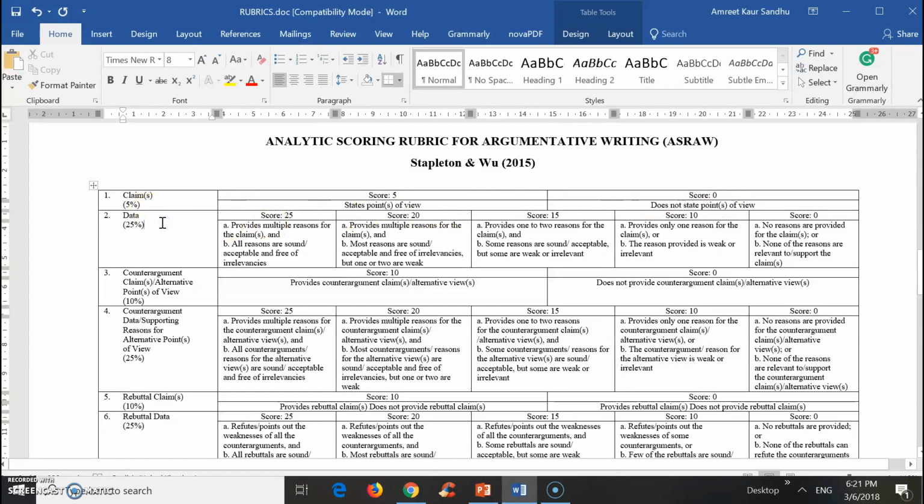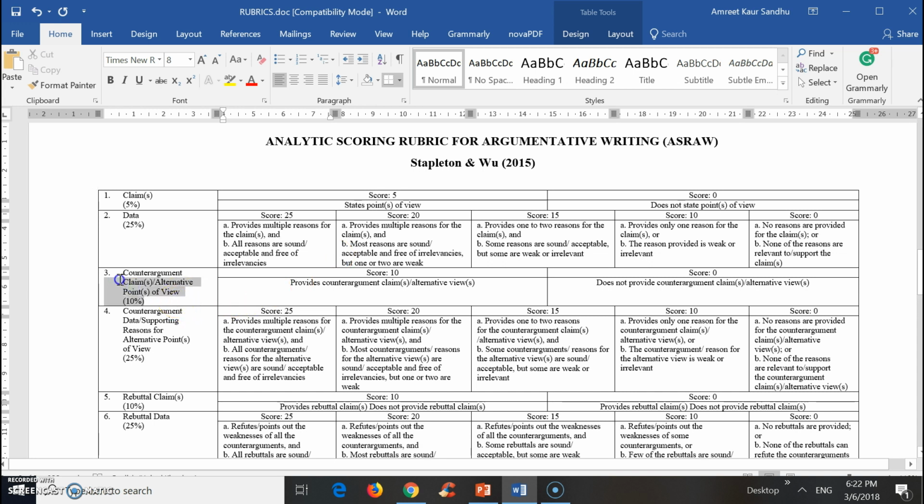Data is 25, which is a huge amount. So this data is really important. If you want to get a high score, then you have to provide multiple reasons for the claim. All reasons should sound acceptable and free of irrelevancies. So it has to be right and true facts.